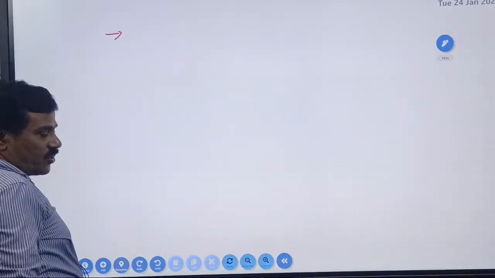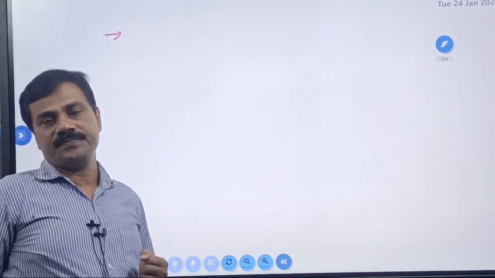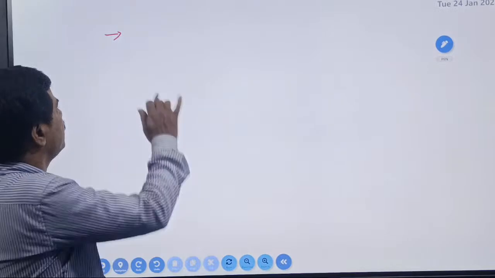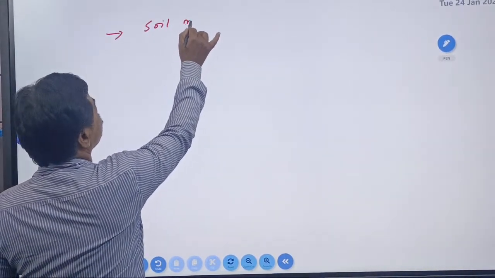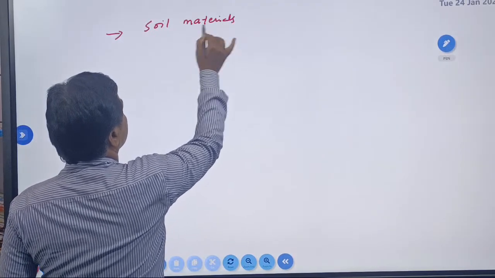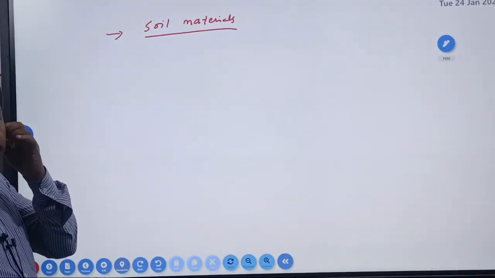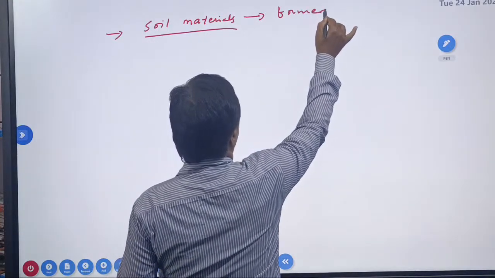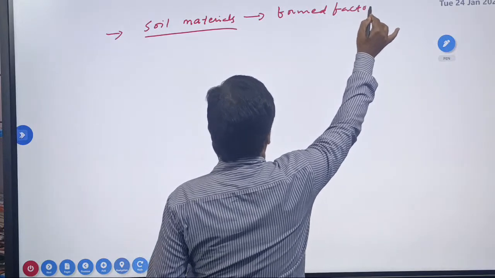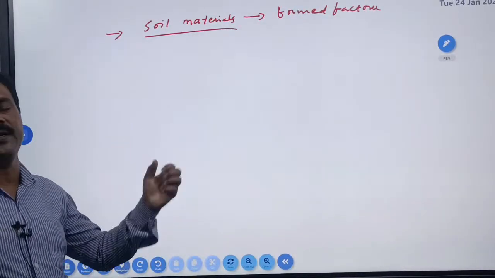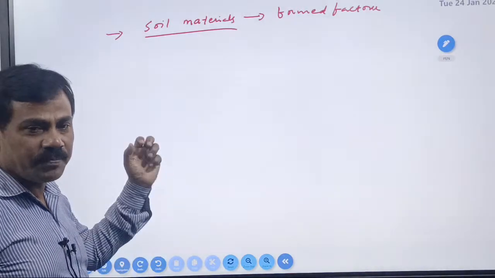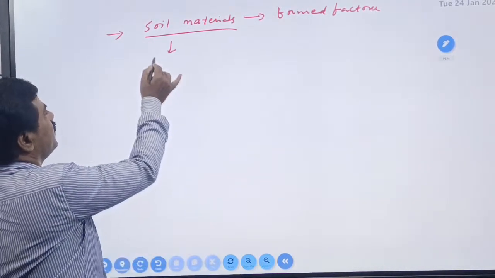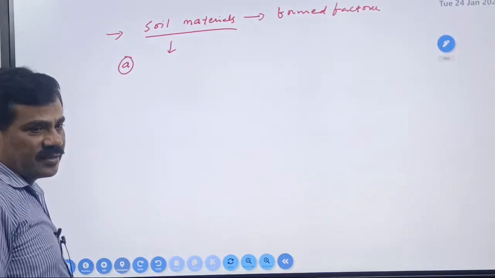Next, soil material is decided by some factors below. That soil material is formed by some of the factors below. The soil material gradually increases through some processes below. The growth of the soil material is majorly decided by some factors.